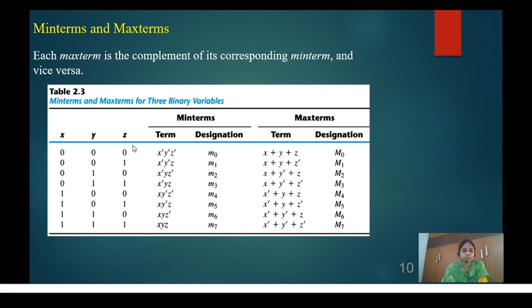These can be represented in min terms as x complement, y complement and z complement, whereas in max terms these will be x plus y plus z. Take another example, 1 1 1. This can be represented as the product term x, y and z, whereas in the max term 1 is represented by the complement of that variable, that is x complement, and you have to use the plus operator: plus y complement plus z complement. Min terms are represented by small m, max terms by capital M.